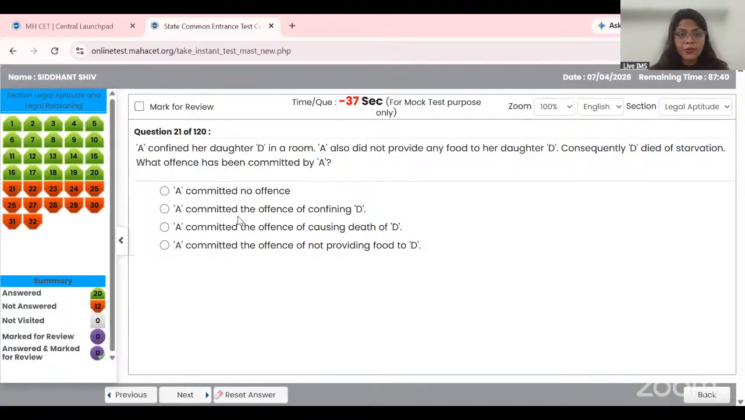So let's go to other options. Then the second option is she is liable for the offense of confining. Okay. Next is causing death. Last is not providing food to her. So this is again not a crime. Out of these two, yes, she caused her death due to starvation, because she died as no food was given to her. So this is going to be the right answer for us.